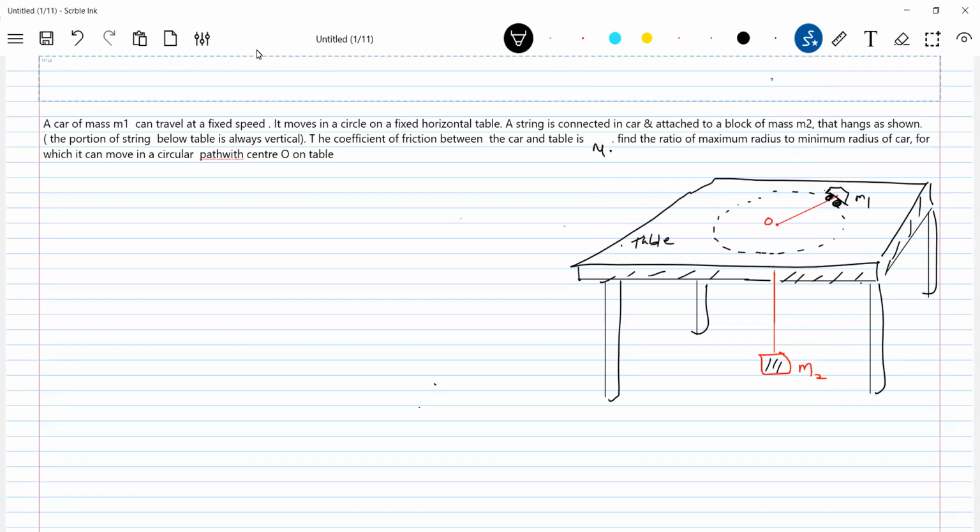There's a block, there's a car, everything is a car. It's telling, and there's a block. There's a string. You can convert everything into a plain diagram. It'll be easy for you. So here there's a table. The string will pass through that particular gap.